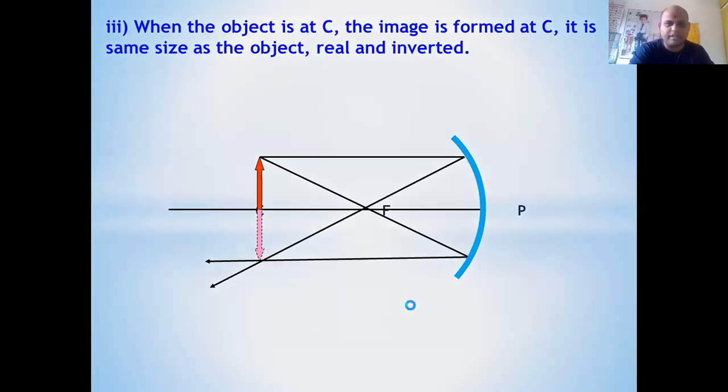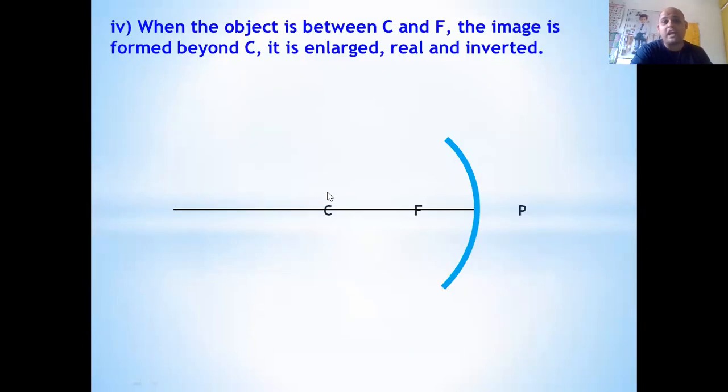Yes, sir. Very good. Now what happens when the object is between C and F? Right, when it is between C and F, the image is formed beyond C, it is enlarged, real and inverted.